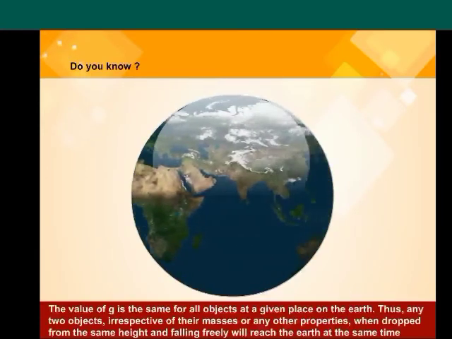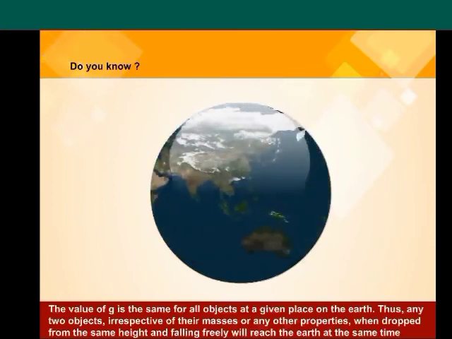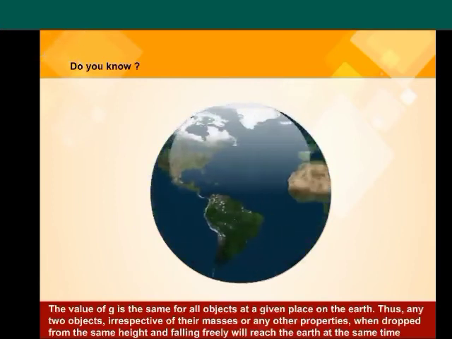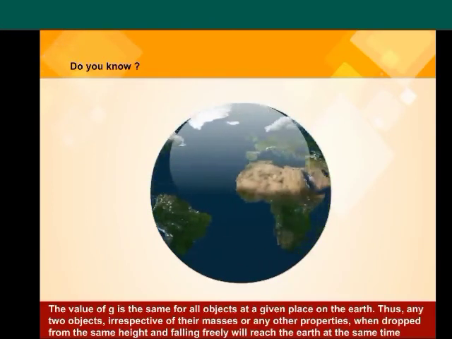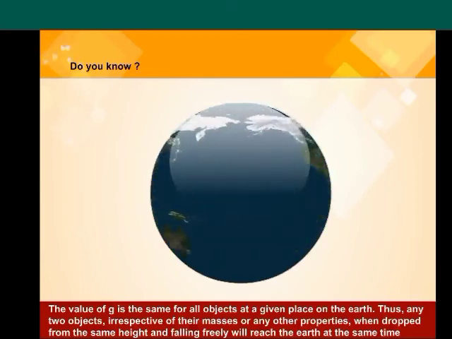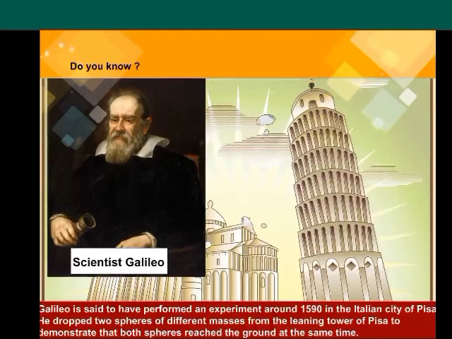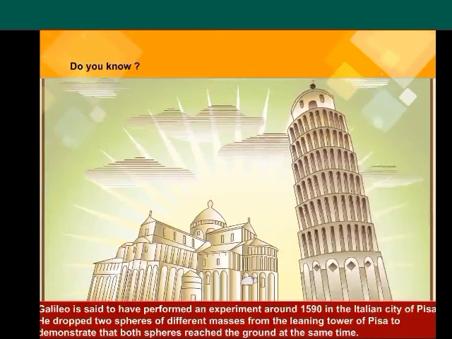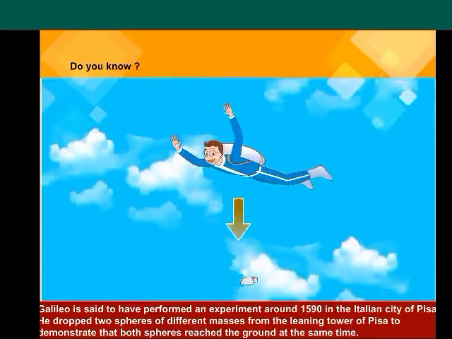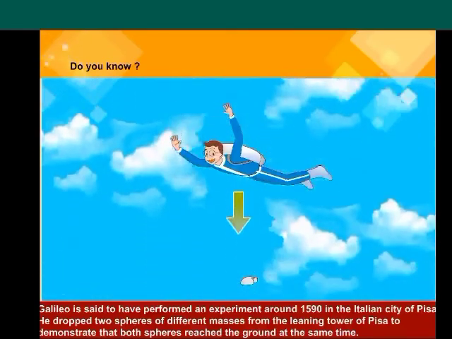Do you know the value of g is the same for all objects at a given place on the Earth? Thus any two objects, irrespective of their masses or any other properties, when dropped from the same height and falling freely, will reach the Earth at the same time. Galileo is said to have performed an experiment around 1590 in the Italian city of Pisa. He dropped two spheres of different masses from the Leaning Tower of Pisa to demonstrate that both spheres reached the ground at the same time.